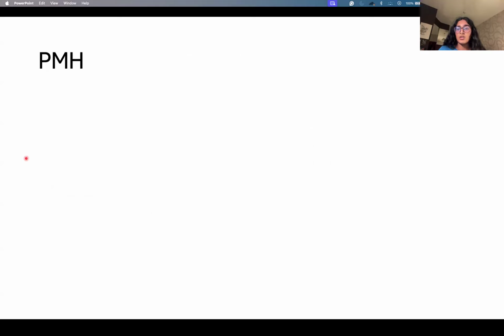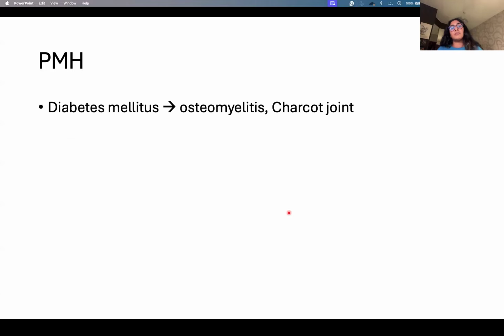So there's some conditions that you definitely want to be aware of that might point to certain diagnoses. One good one is diabetes. But if you can put in the chat some diagnoses in past medical history that would point to some specific causes of joint pain. I'll put up diabetes here. But you'd be thinking certain causes of osteomyelitis or Charcot joint.